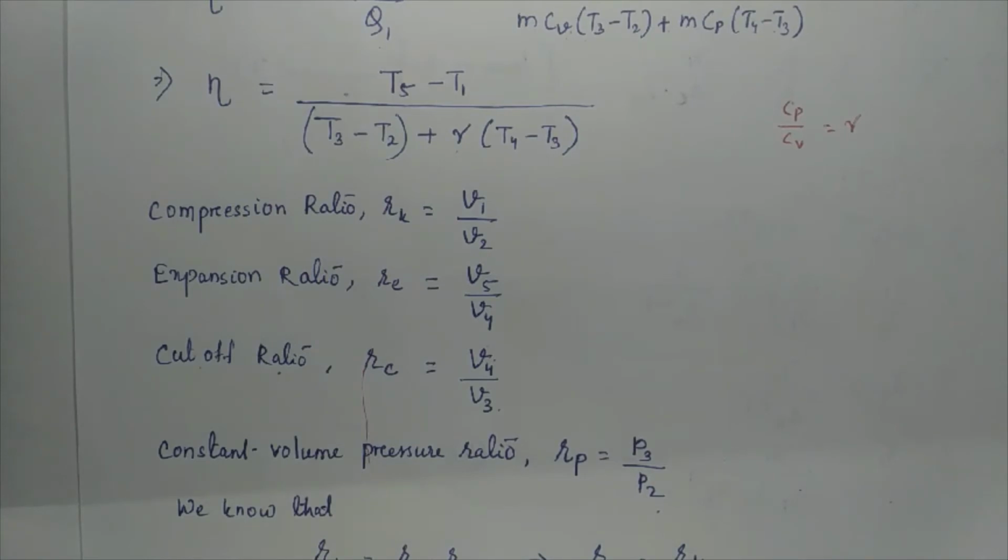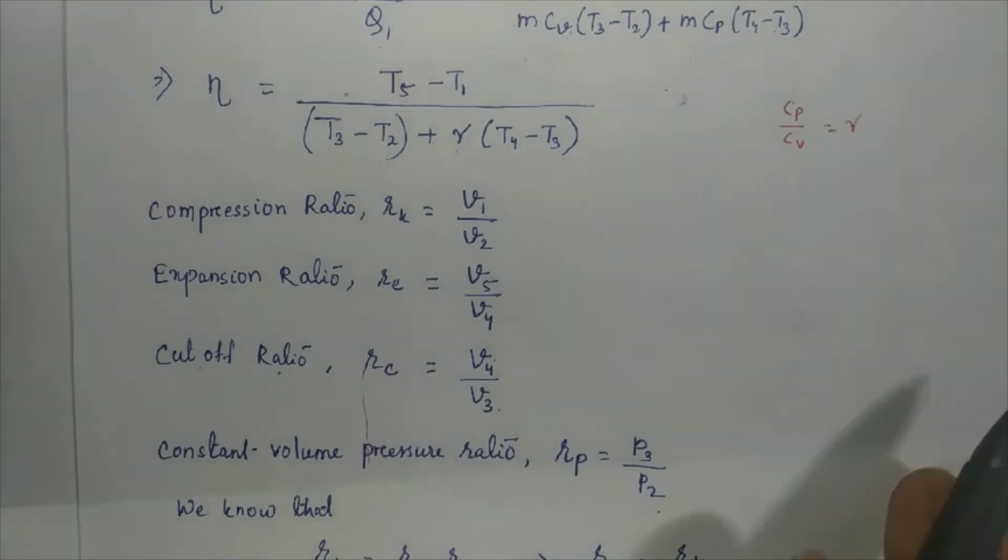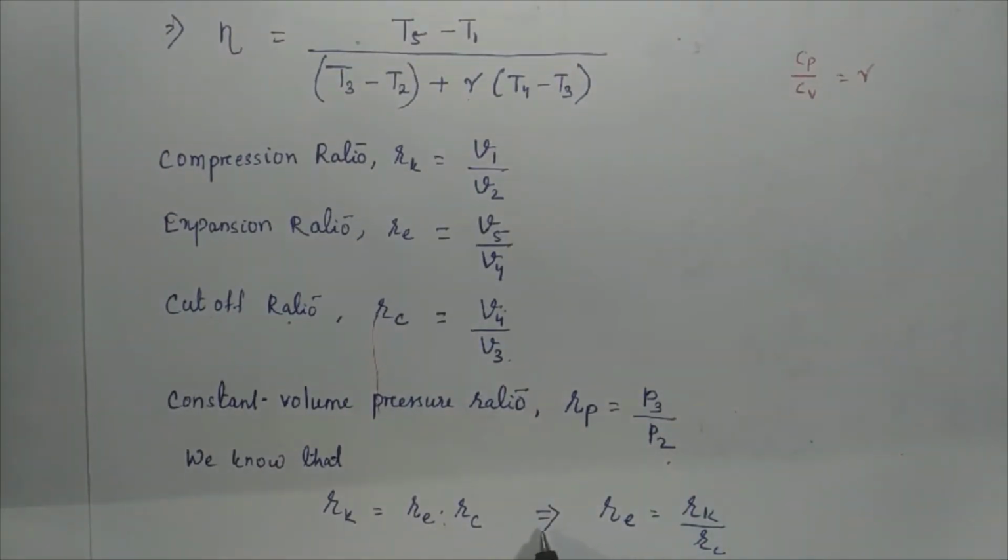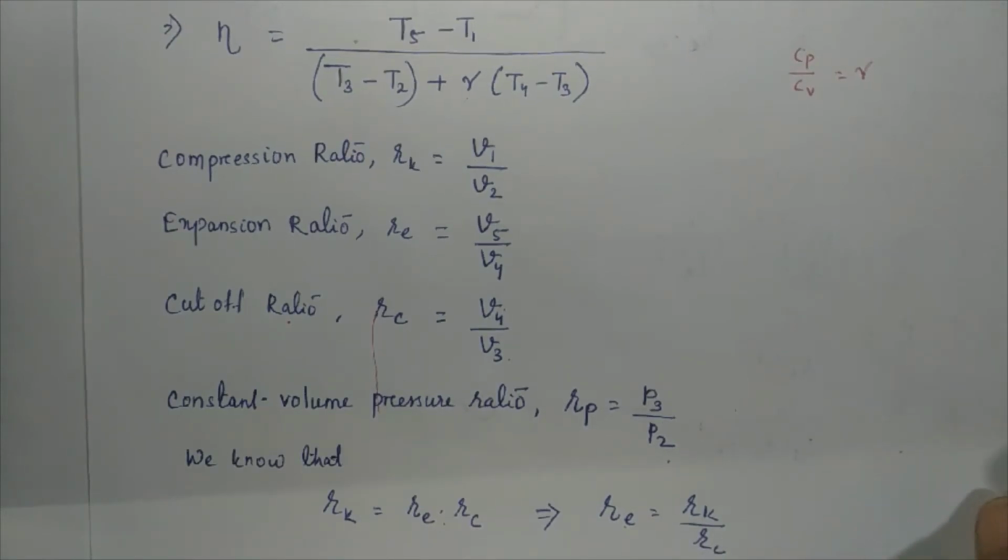And we know the relation between compression, expansion and cutoff ratio, that is Rk equal to Re into Rc, or you can say Re equal to Rk by Rc. Right?